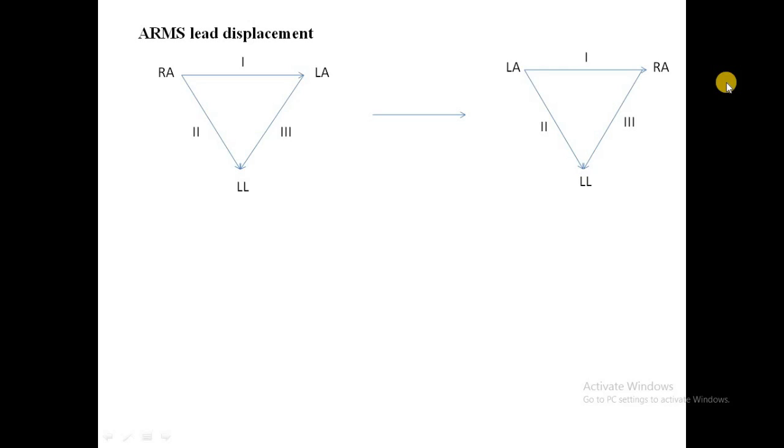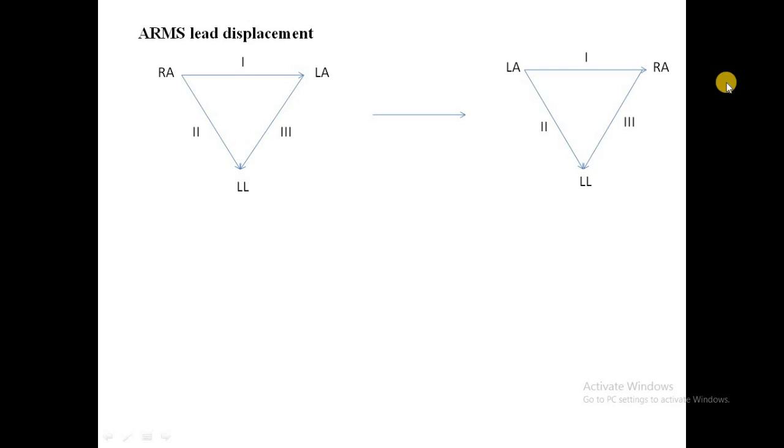Lead 1 in actuality measures the difference between left arm and right arm, that is left arm minus right arm. Here it is now opposite. So in lead 1 we will see inverted waves. Actually in lead 1 all the waves are positive, but when the arm leads are wrongly placed, lead 1 will become inverted, because now it will measure the difference from right arm to left arm, right arm minus left arm, so lead 1 will become inverted.